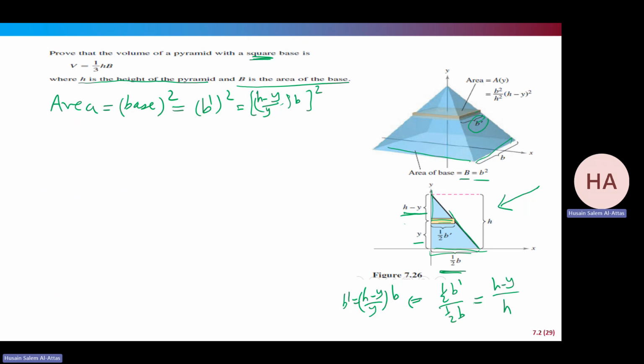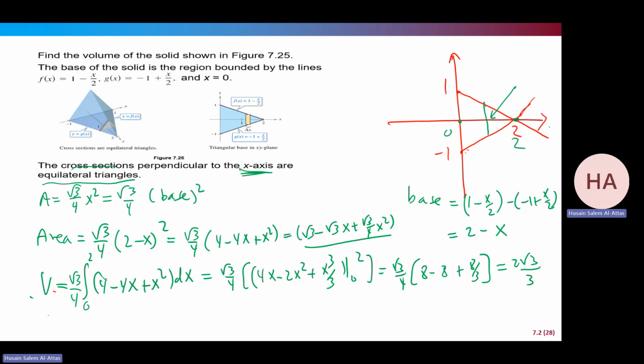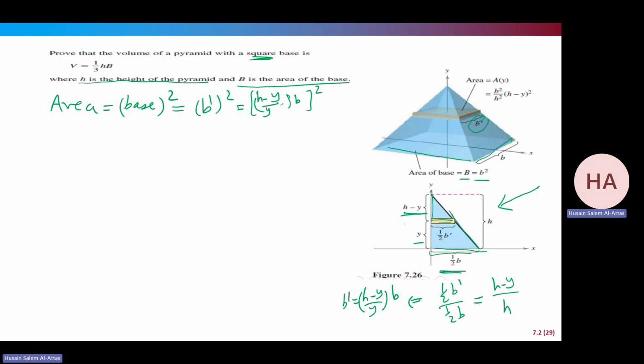Don't forget I'm doing it in terms of y values, because the cross section is perpendicular to the y axis. So everything I'm doing is in terms of y. In the earlier one, I did it in terms of dx, since those triangles were perpendicular to the x-axis. Here, I'm doing it perpendicular to the y-axis, so I'm doing the calculation in terms of y.